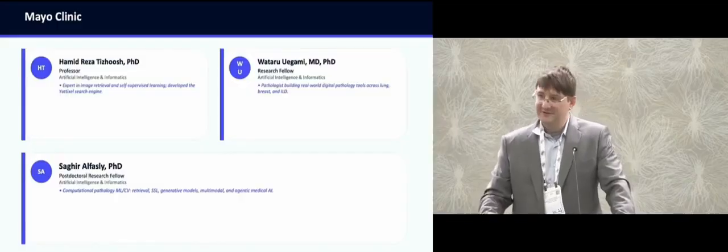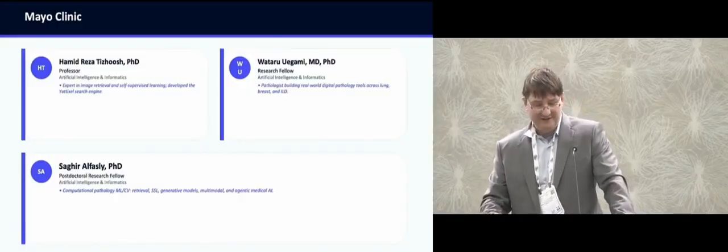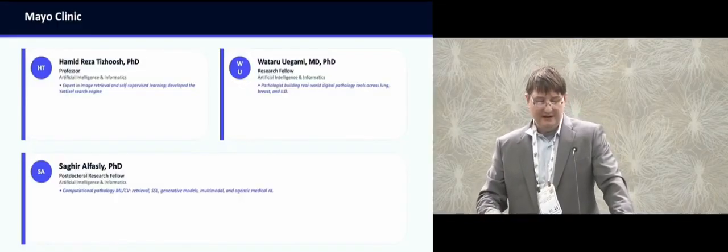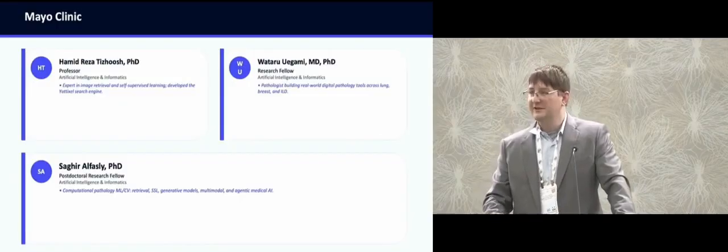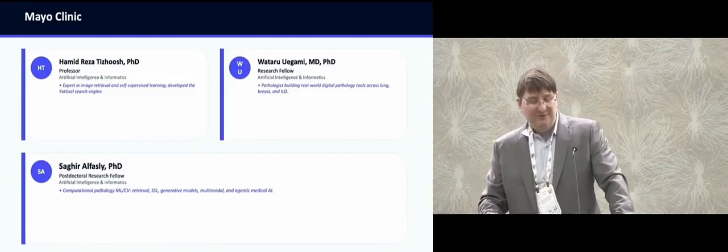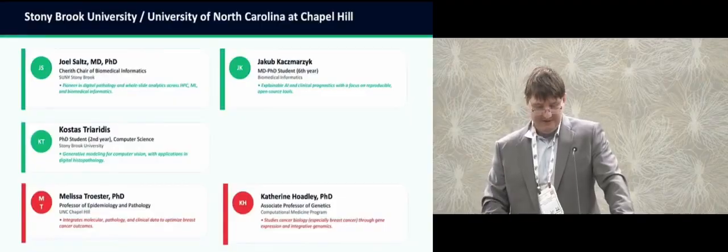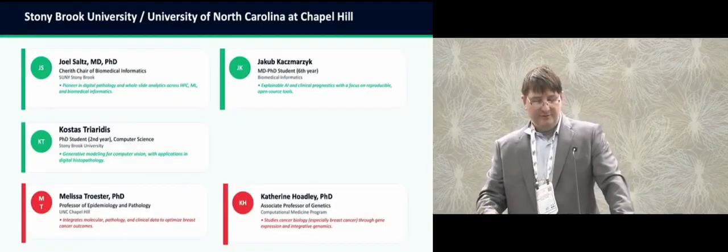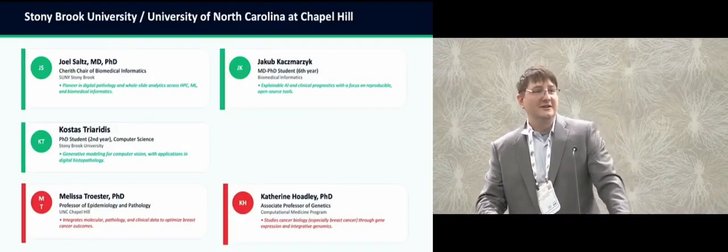Dr. Hamid Tizhoosh is here. He'll be presenting later today. He's a PI from Mayo Clinic. And Sagir is also here. And Wataru is also part of the team. And then this is the group from Stony Brook and UNC. Joel Saltz is the PI, and Kostas is here presenting for their data.